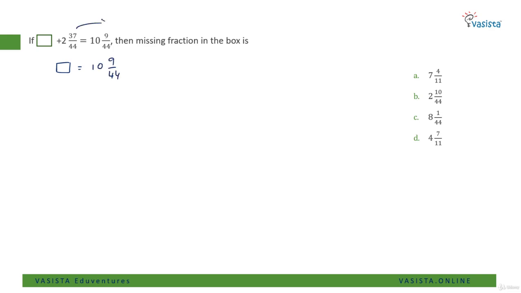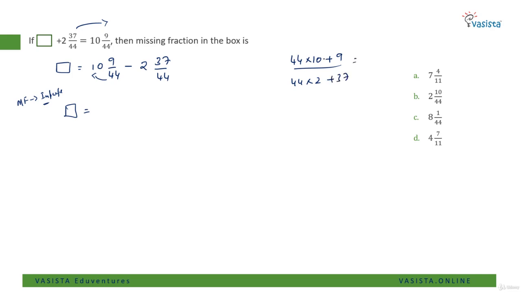So I'll transfer it to the right hand side, and automatically the sign is going to change to minus 2 37/44. Now convert the mixed fractions to improper fractions. You know how to convert it. You need to multiply 44 into 10 plus 9, and for the second one, 44 into 2 plus 37.